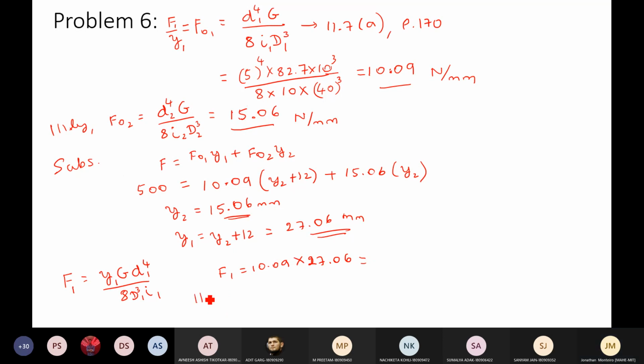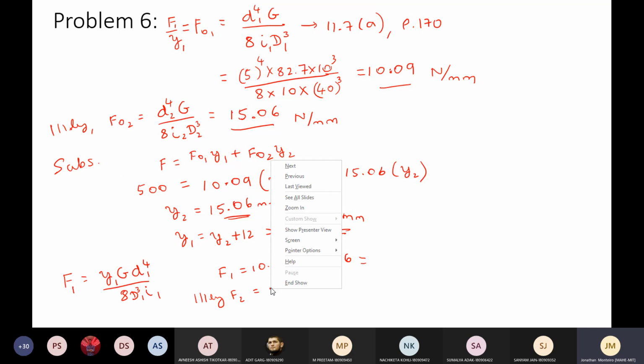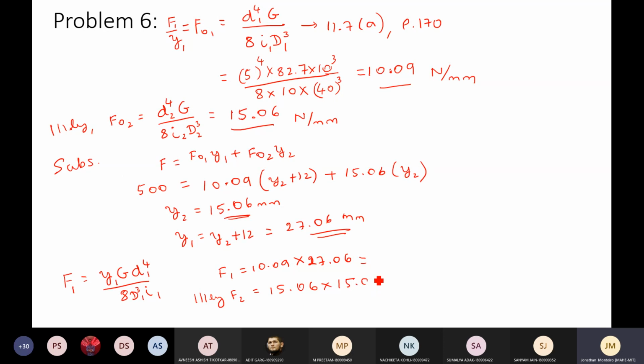Similarly, F2 will be 15.06 multiplied by Y2. Hold on. Yeah, 15.06. It comes the same. Sir, F1 is 273.03. Yes, correct. And sir, F2 is 226.8. Yes.